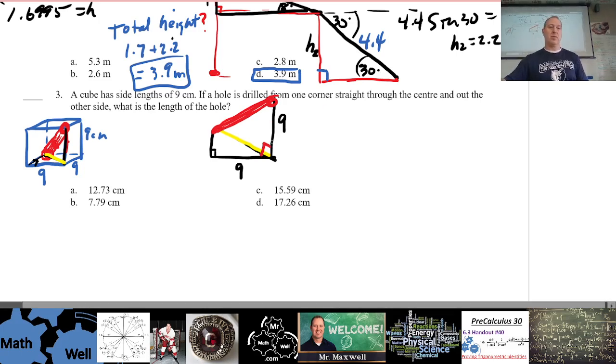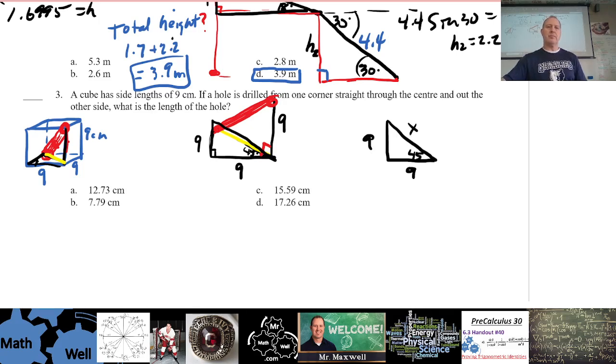Whew, that's a lot of work to draw. But anyways, let's see if we can give this a try. This here is a 45 degree angle because this is going to be 9 as well, right? It's not drawn very well, it's on a bit of a slant there, but the bottom is 9, 9. So what is this length right here? Let's find that out.